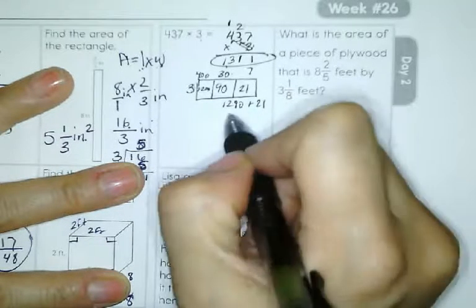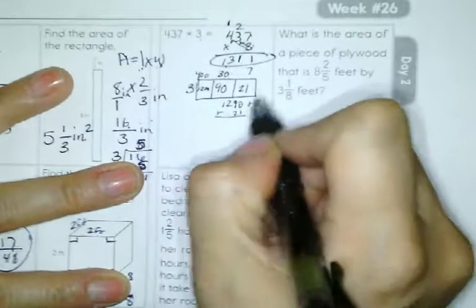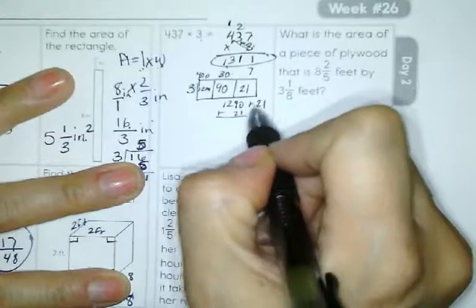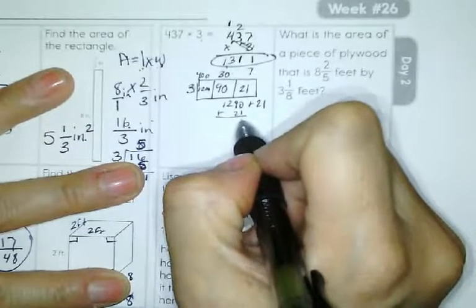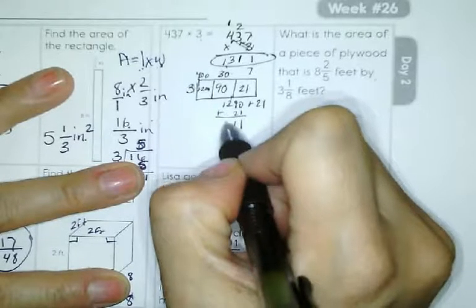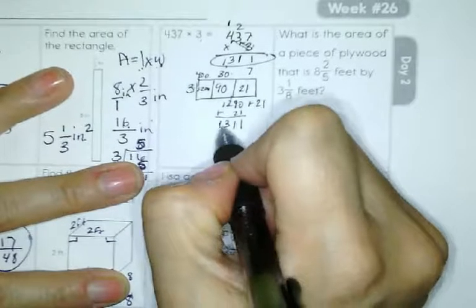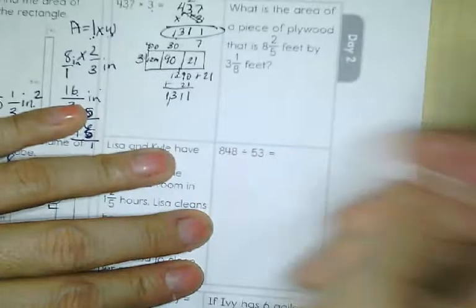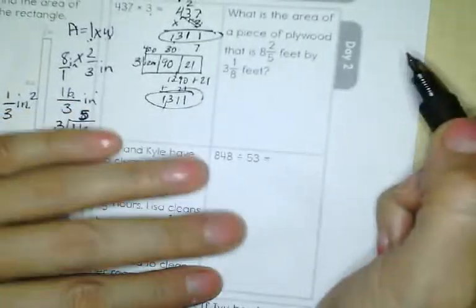You can just put it under here, which I like to do faster. That way I can make sure my place values are lined up, and it's easier for me to add. 0 plus 1 is 1. 9 plus 2 is 11. Carry the 1. 2 plus 1 is 3, and 1 plus nothing is 1, so you have 1,311. And that should be your final product.